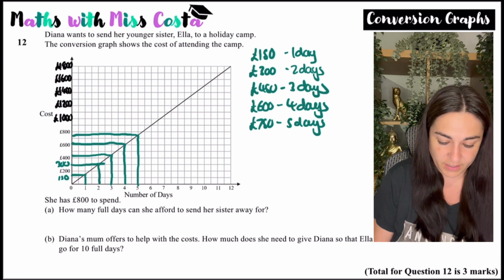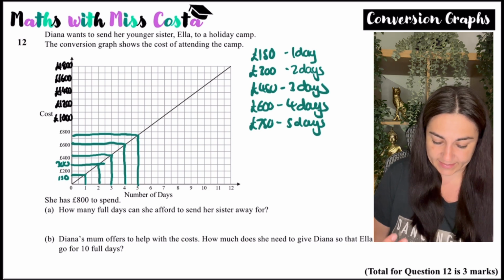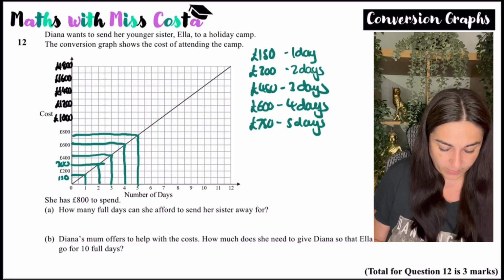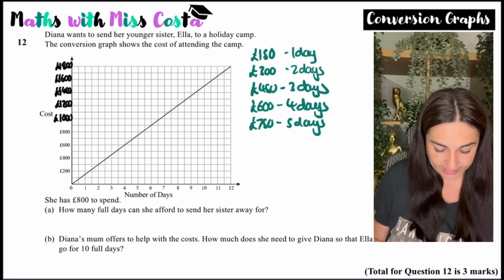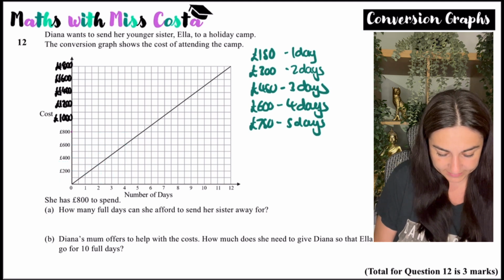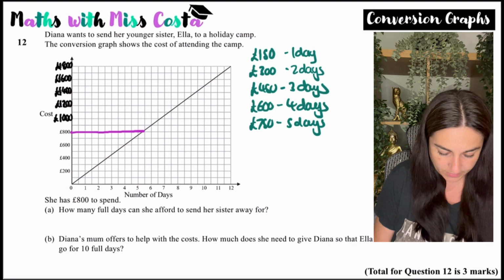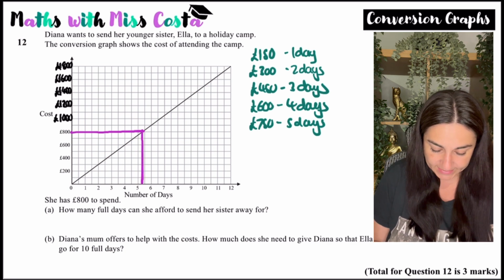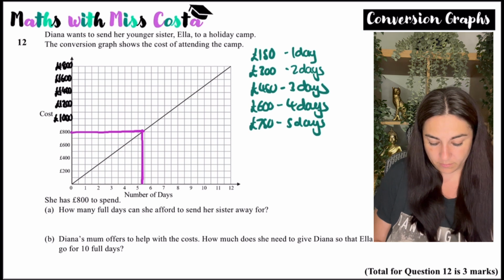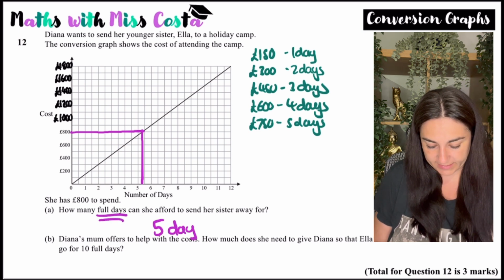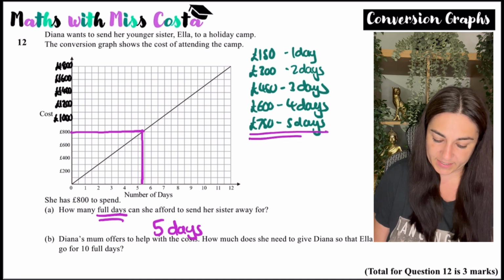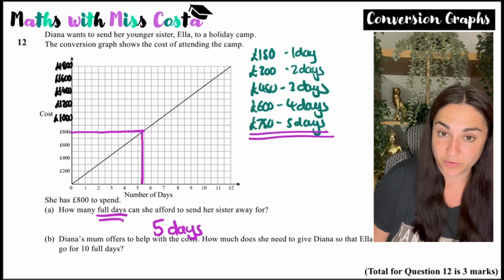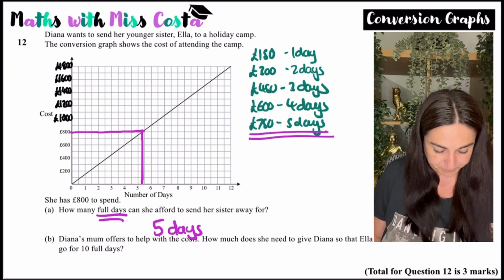But we could have just figured out how much 1 day is and added it, or another way is we could have just looked and seen, okay, £800 takes me here. If I go down the graph, that's like 5 point something days. So therefore the maximum amount of full days she can go for is 5 days. And that also fits here because, as you can see, 5 days cost £750.